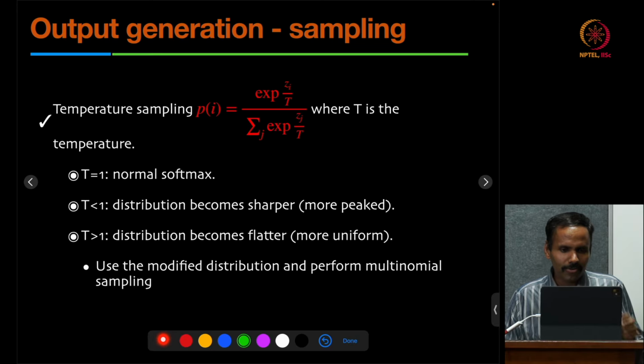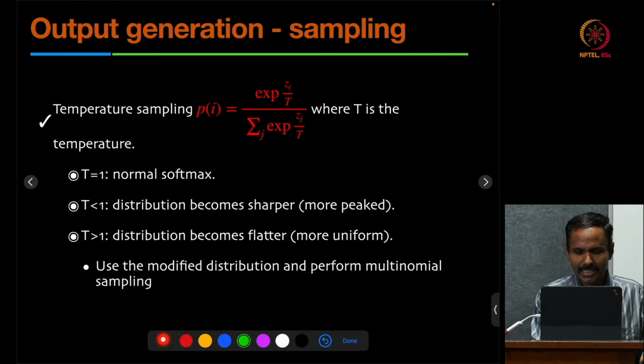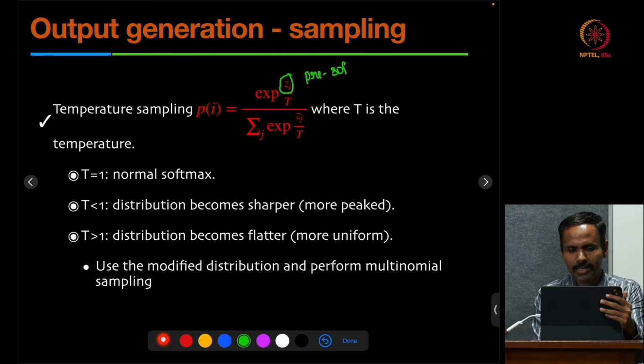The last one I want to do, also perhaps one of the most important ones, is to combine this with something called temperature. Again, a very simple strategy but very effective. Let's say the Zi here, I forgot to mention the notation, the Zi is the pre-softmax outputs.